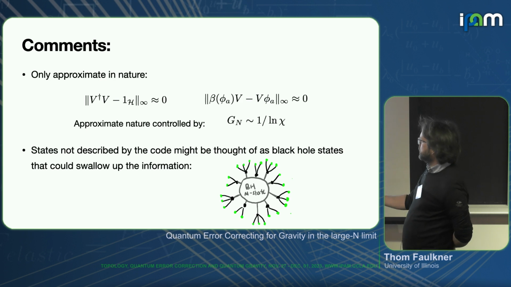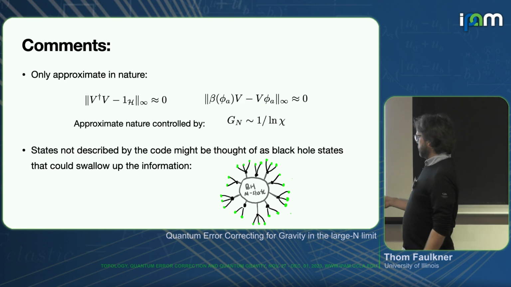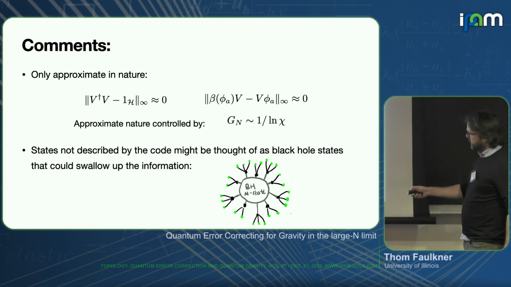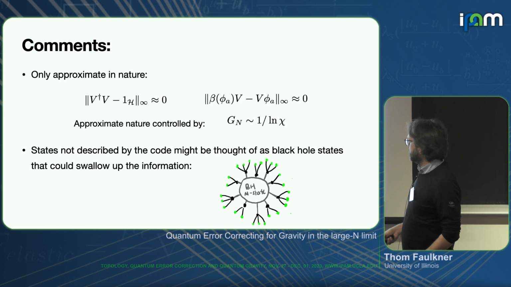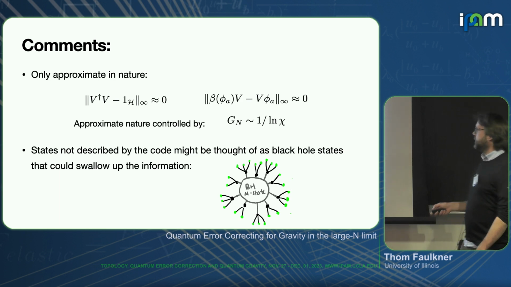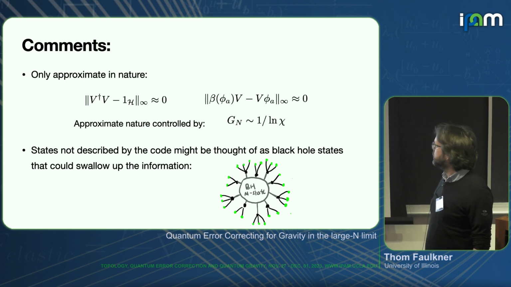OK, and some other nice things to think about in this example: if you take a different tensor network where you just drill out and put some general state on these legs here, then you get a more general set of states in the boundary, in the physical Hilbert space, and you can think of these as black hole states that have swallowed up the quantum information.